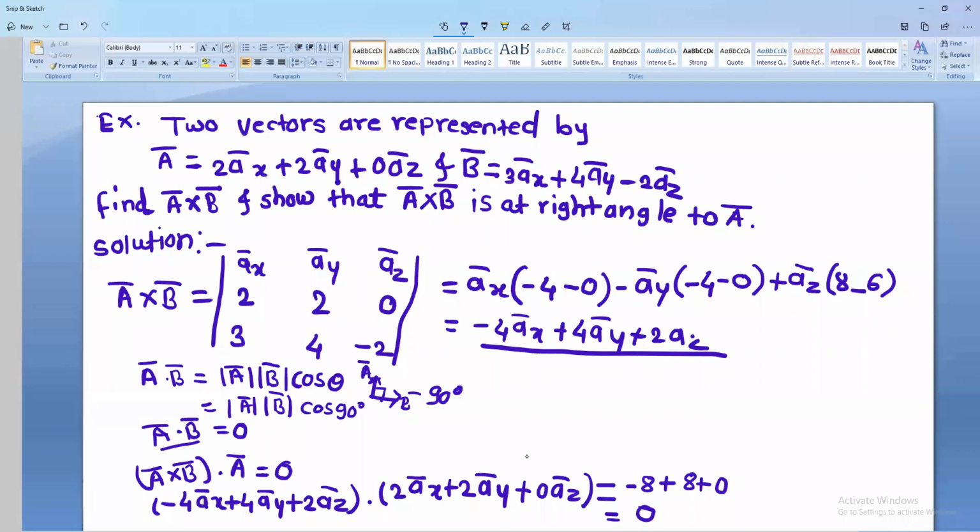So a bar x dot a bar x is equal to 1, and the dot product of a bar x with any other vector is equal to 0. So dot product is a scalar quantity. So minus 4 into 2 is minus 8, plus 4 into 2 is plus 8, and the third term is 0, 2 into 0 is 0. Means minus 8 plus 8 is equal to 0. Means this dot product is 0, means left hand side is equal to right hand side.